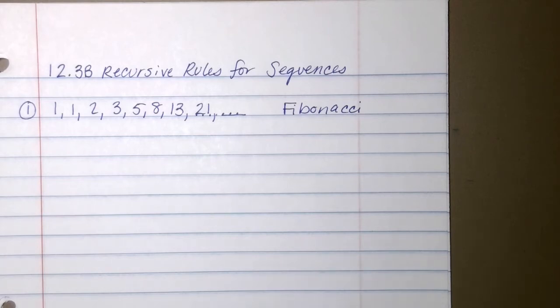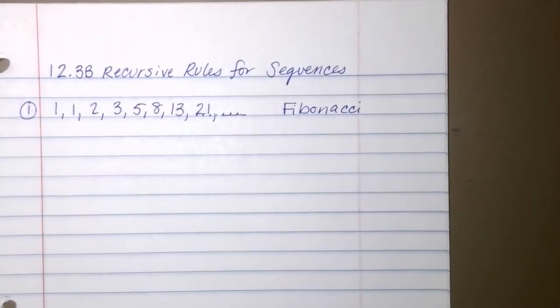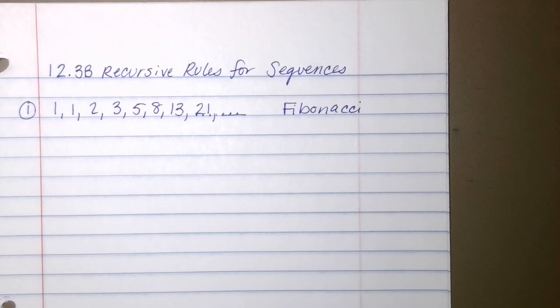In order to get the 50th term, I need the 49th and the 48th to be able to add them together. Well, in order to get the 49th, I need the 48th and the 47th. Do you see how I'm going to need all the numbers between here and there in order to get there? Yeah. That's what recursive is. It's relying on terms before to get the next term.